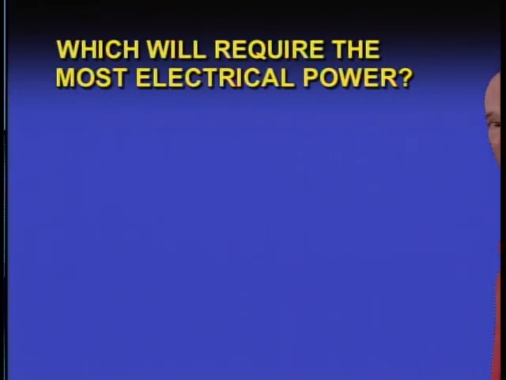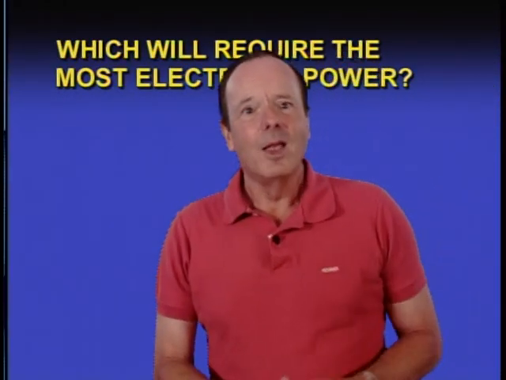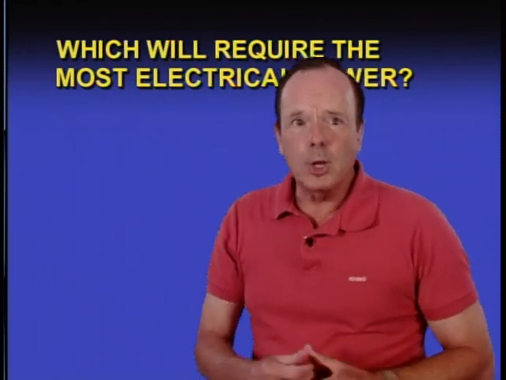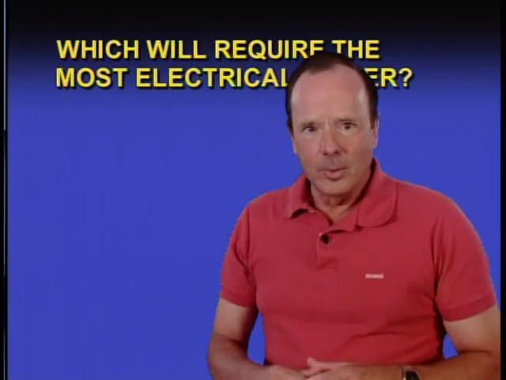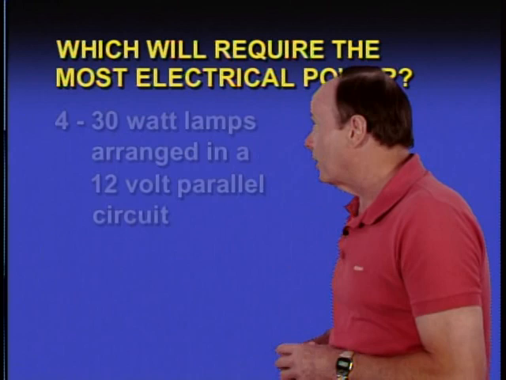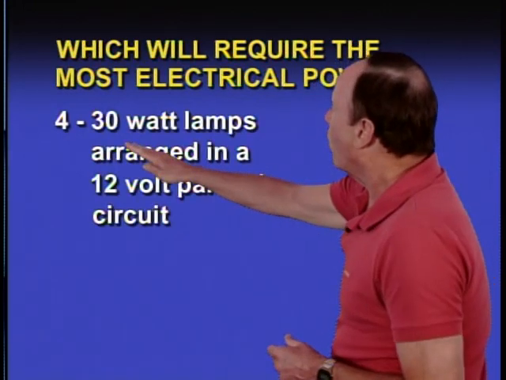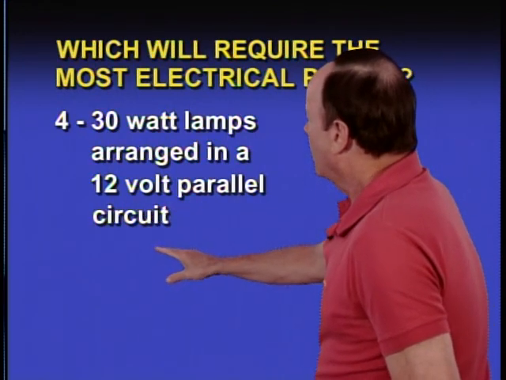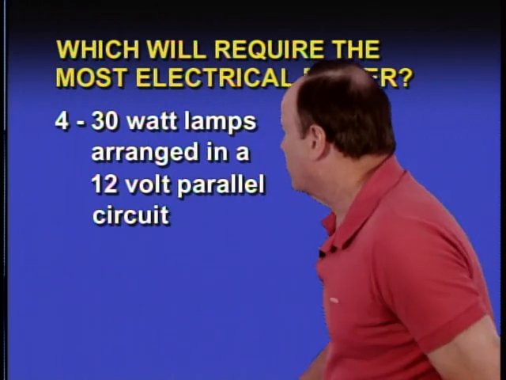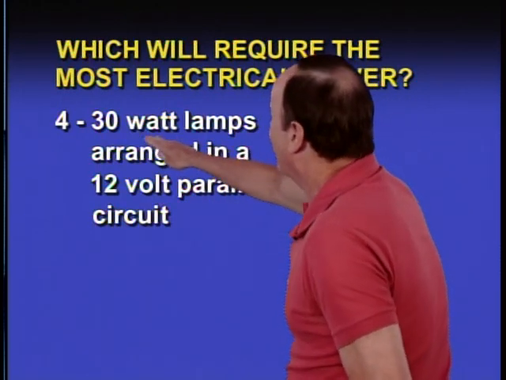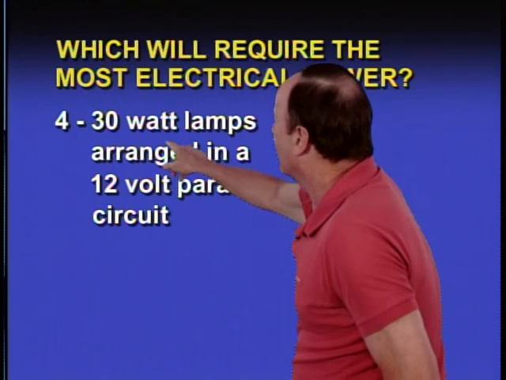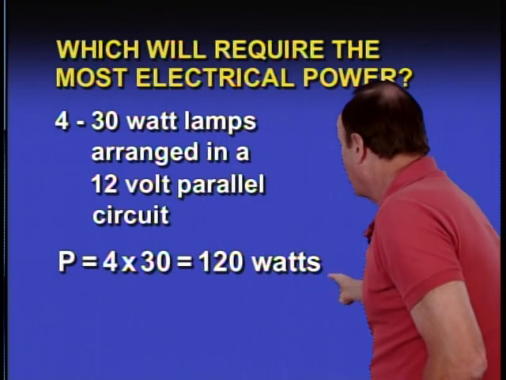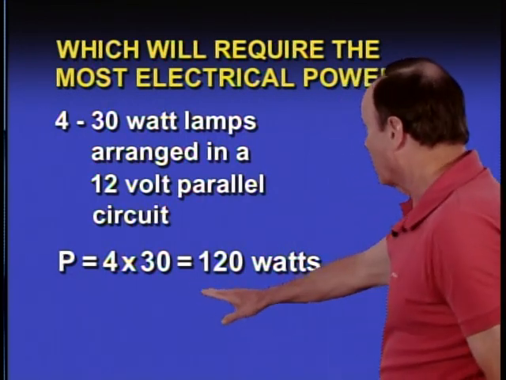Now, here's a question the FAA is going to ask you that I think is actually kind of fun. It involves 3 different types of electrical systems, and it says, which one of these do you think will require the most electrical power? Well, let's take a look at each of these 3 situations one at a time. In the first one here, you have 4 30-watt lamps, and they're arranged in a 12-volt parallel circuit. Now, they ask you about power, and what's the term you use to describe power? It's watts. So they've already told you you have 4 30-watt lamps, so the total power is going to be 4 times 30, or 120 watts right there, and that is deceptively simple, so the first circuit is 120 watts.